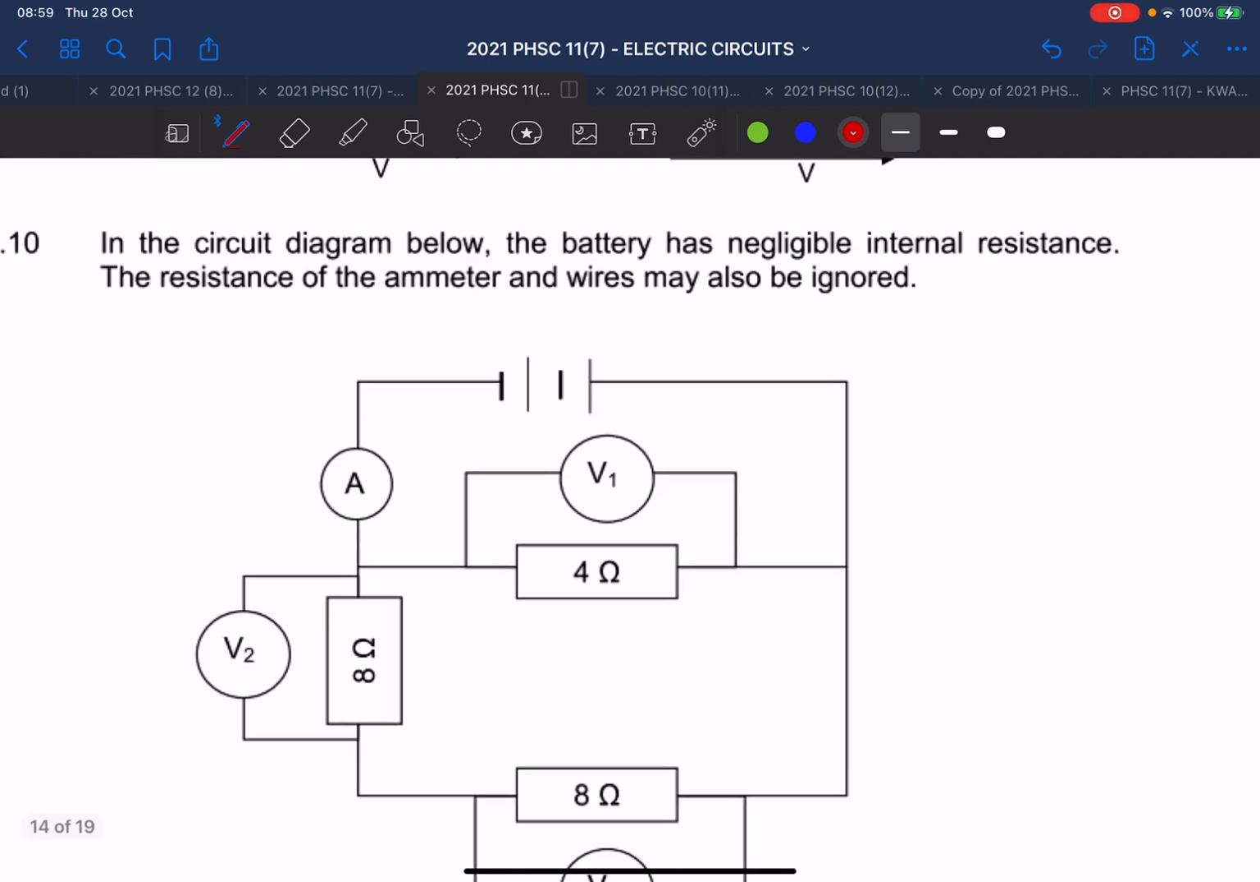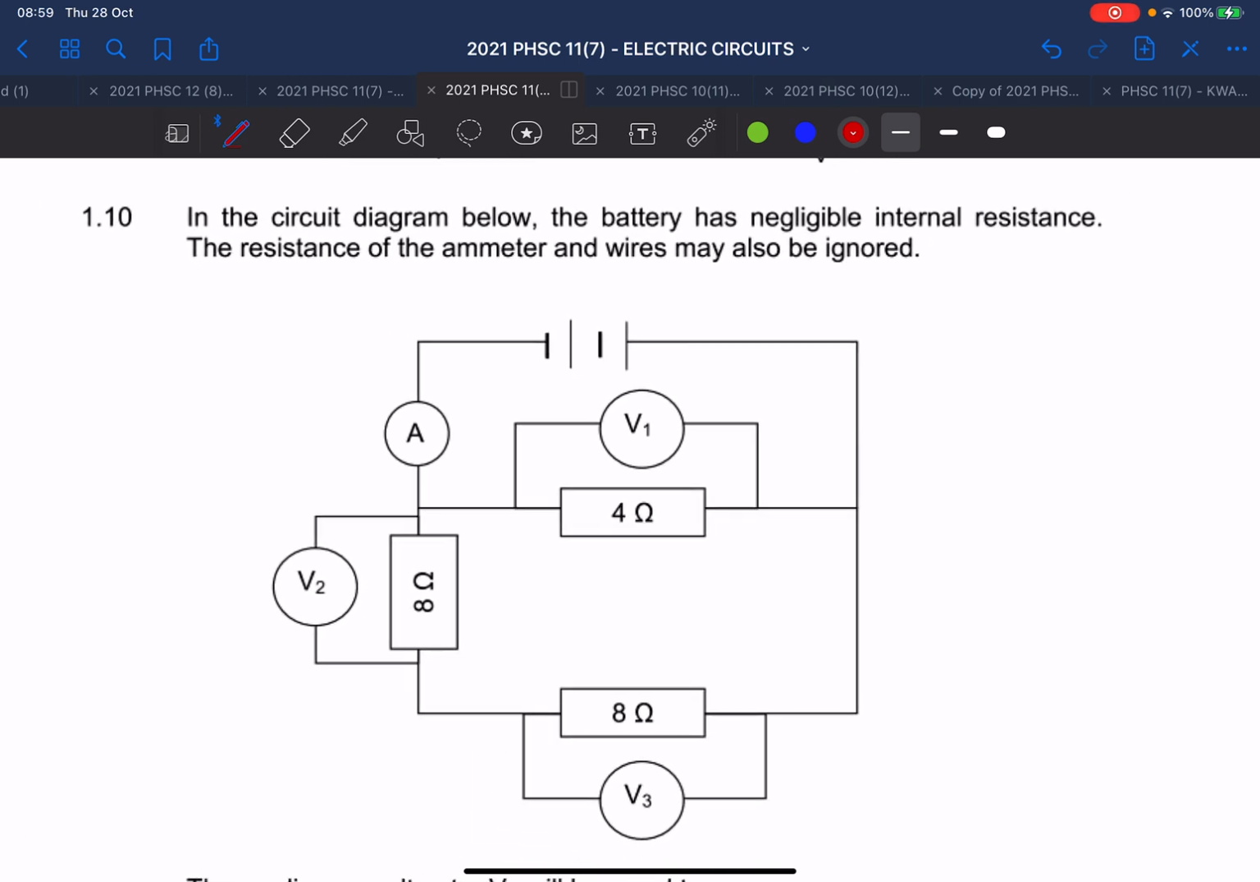Next question. It says, in this circuit below, the battery has neglectable internal resistance. So what is neglectable? Yes, you can ignore it.